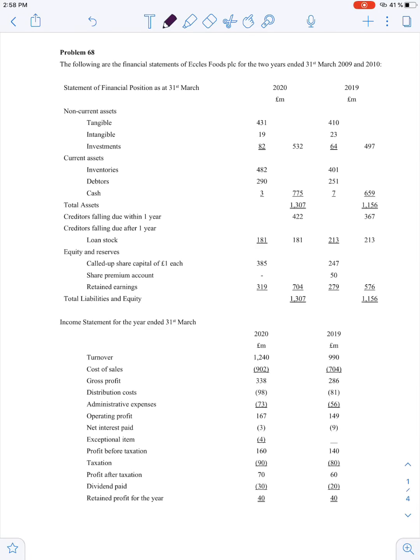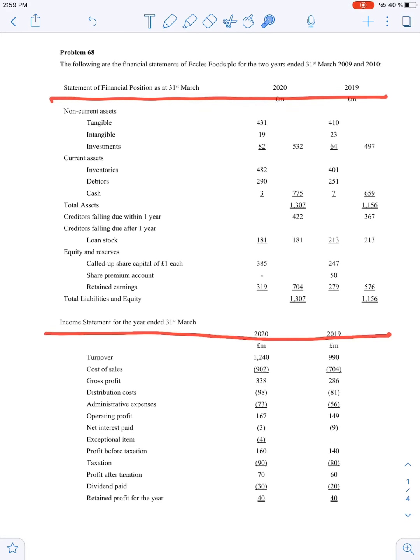I suggest to continue studying cash flow compilation with solving problem 68 out of the problem book. It's a straightforward problem on cash flow compilation, and here we are given two types of financial statements: statement of financial position for 2 years and income statement for 2 years also.